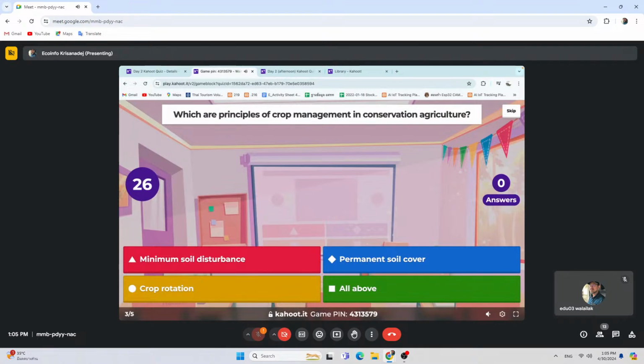Which are principles of crop management in conservation agriculture? Minimum soil disturbance, permanent soil cover, crop rotation, or all of the above?